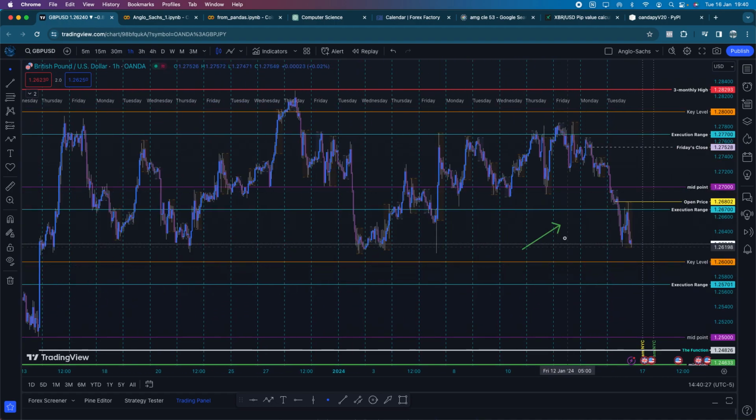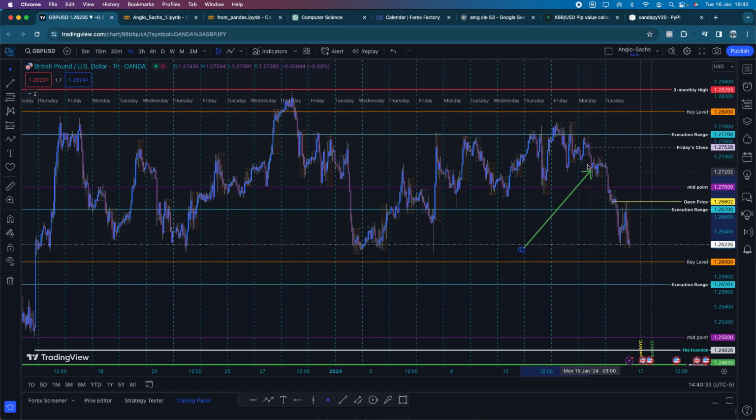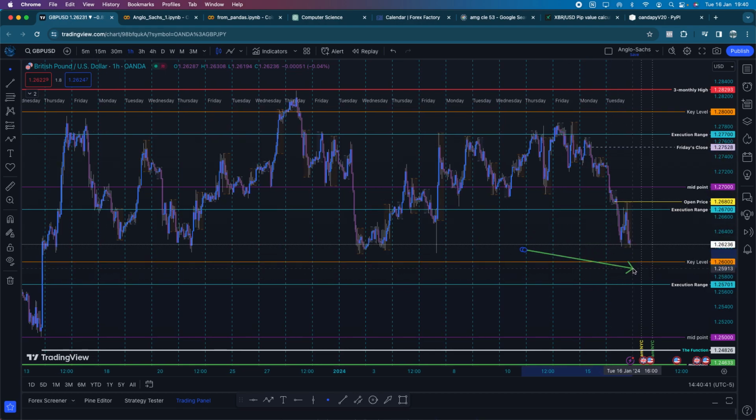And my target was here. Let's look at this. This was my target. So I was looking to get into the market anywhere around here, preferably somewhere in this region here, and hold for a profit target of 126, which is a key level that I've got marked up on my chart. So that's a nice little run there.